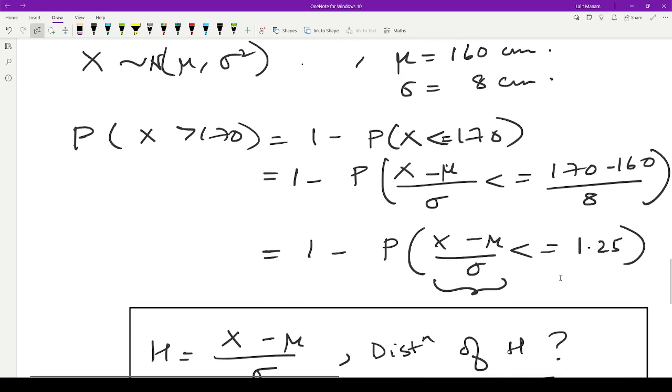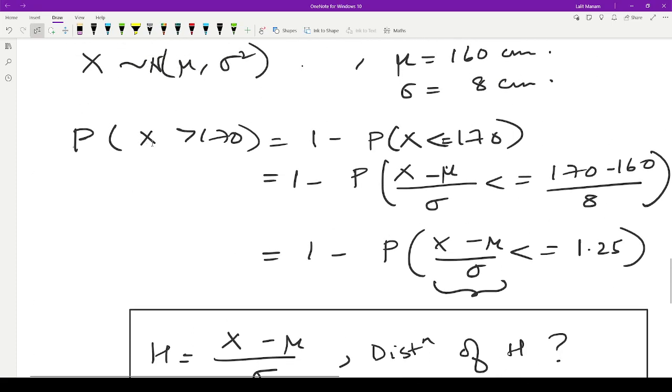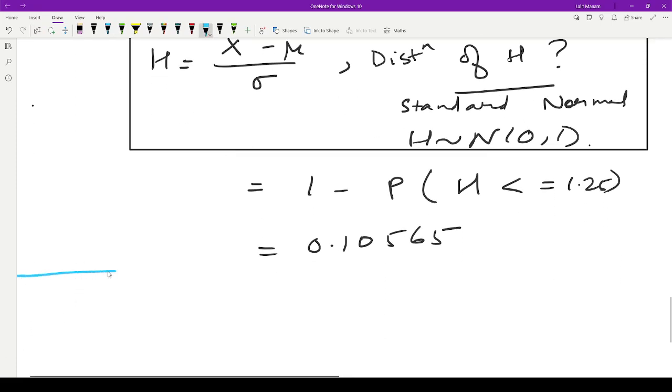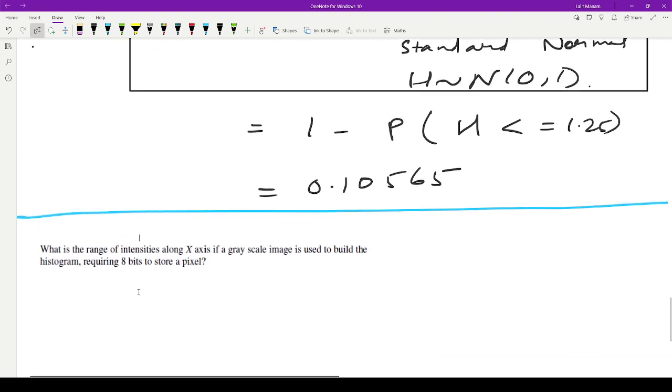So we ultimately found the probability that x is greater than 170 centimeters. X is the height of the people, of the set of people that we are considering. Okay, is this fine? Any questions? Okay, I guess there are no questions, so we'll move on to the next question.